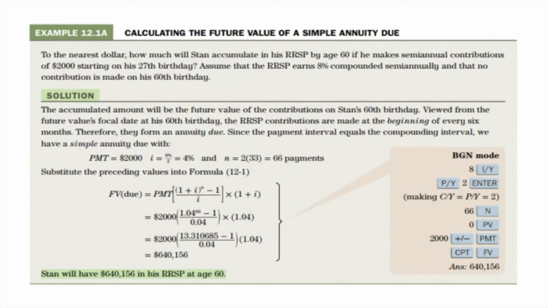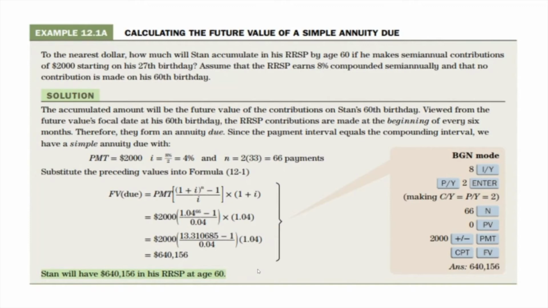So we see a couple of common things here: semi-annual contribution and semi-annual compounding. The two semi-annuals, the payment and the compounding, would indicate that it's a simple annuity. The fact that it's paid at the beginning of the period means it's an annuity due. So this, by definition, is a simple annuity due. The mechanics of calculating it are exactly the same, save for that little bit on the end.